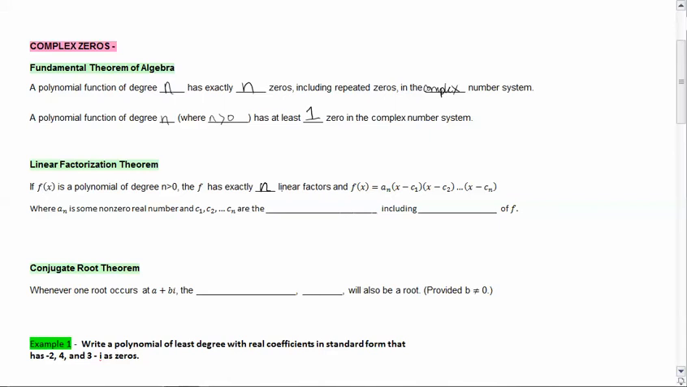A sub n is just some real non-zero number, and c1, c2, all the way to cn, those are your complex zeros, including repeated zeros of f. Okay, so we have n linear factors. That's going to include, for c1, c2, cn, complex zeros, and including repeated zeros of f.